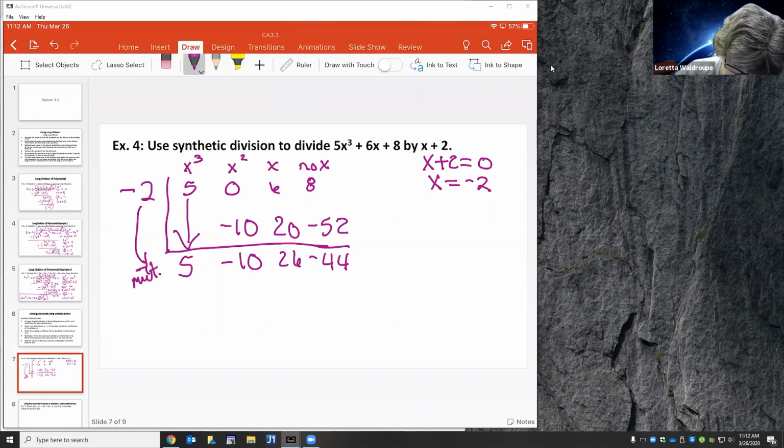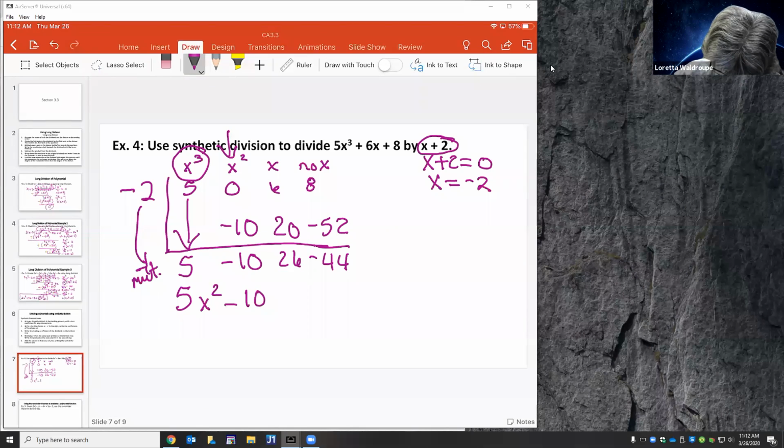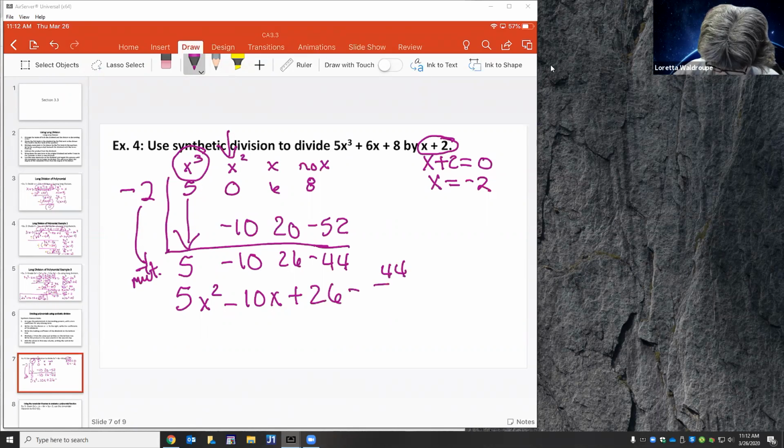So since we started with x cubed, our solution starts with x squared, because you can only do synthetic division when you're dividing by x plus or minus a number. So this becomes 5x squared. Next we have the x, and then the constant term, and then last is the remainder.